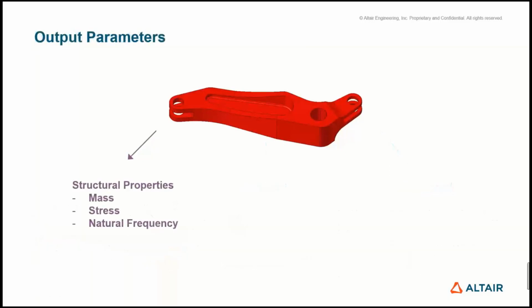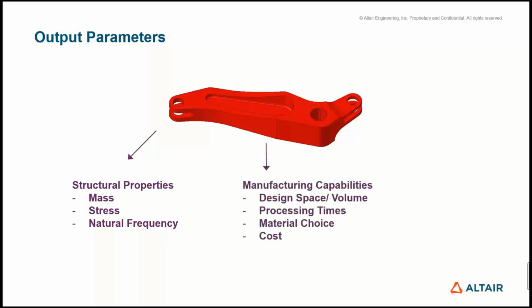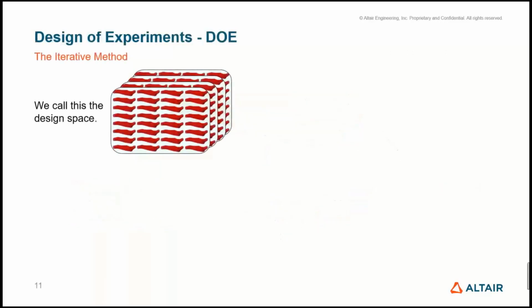And then in terms of the output parameters, the things that you care about at the end, it could be your structural properties such as the mass, the stresses that go through your part, as well as your part's natural frequency, because we know we want to avoid resonance. We can also look at the manufacturing capabilities of it, so how much it's going to cost, the time it will take to actually manufacture your part. And there's many more other things that you could care about as well.